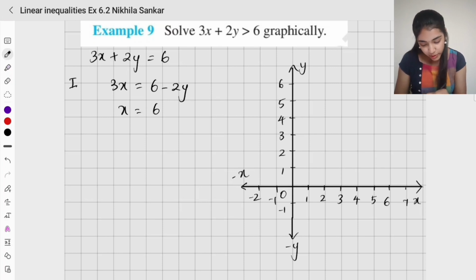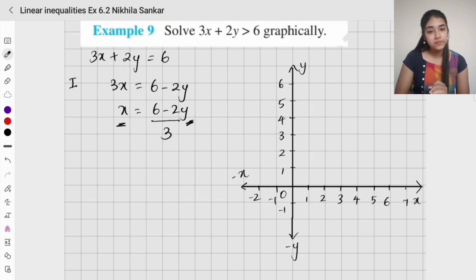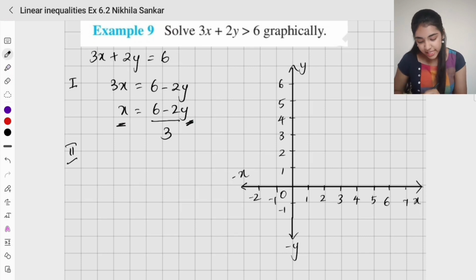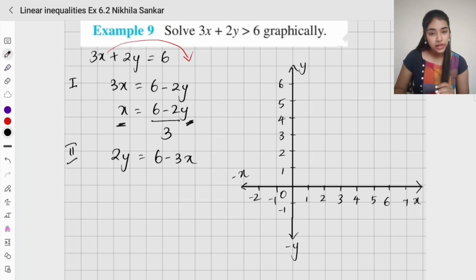அப்ப x ஓட value என்னவா இருக்கும்? 6 minus 2y the whole divided by 3. I am writing x in terms of y. Okay, this is my first step. Second step என்ன? I am going to write y in terms of x. அப்ப என்ன ஆகும்? 2y equals 6 minus 3x. What am I doing? I am bringing the 3x to the other side for y. Okay? So 2y equals 6 minus 3x. Y is equal to 6 minus 3x the whole divided by 2.